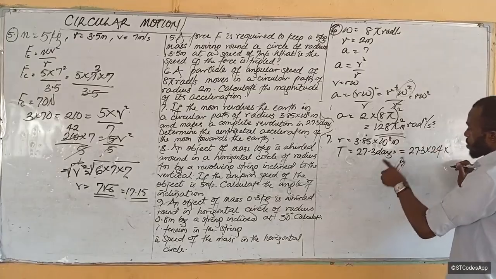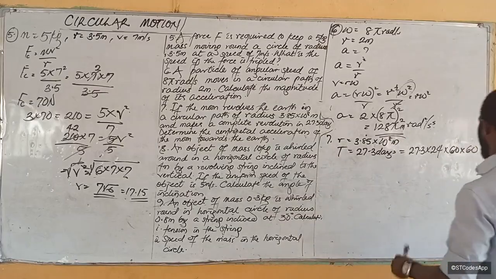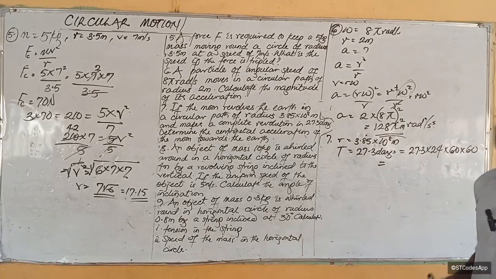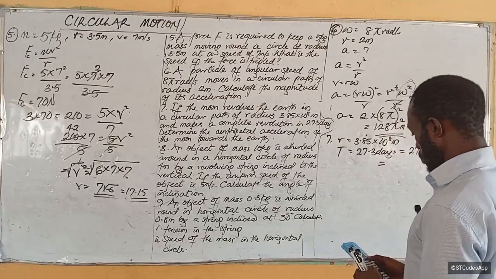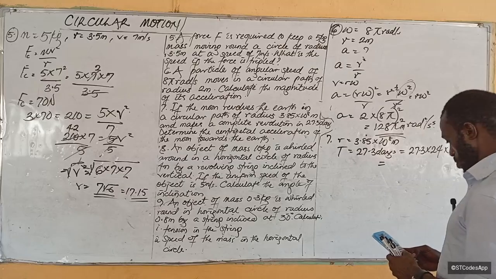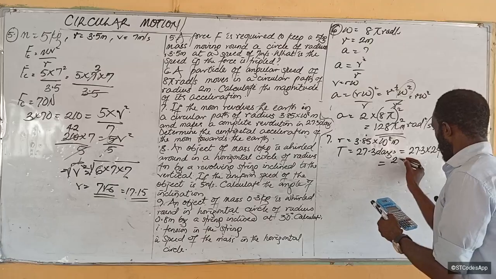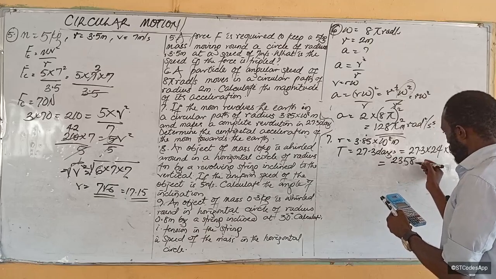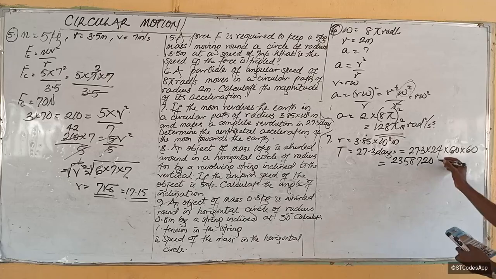Then times, convert hours to minutes, 60. Convert minutes to seconds, 60. Is it clear? So this becomes 27.3 times 24 times 3600 equals 2,358,720 seconds. Okay, that's the period.